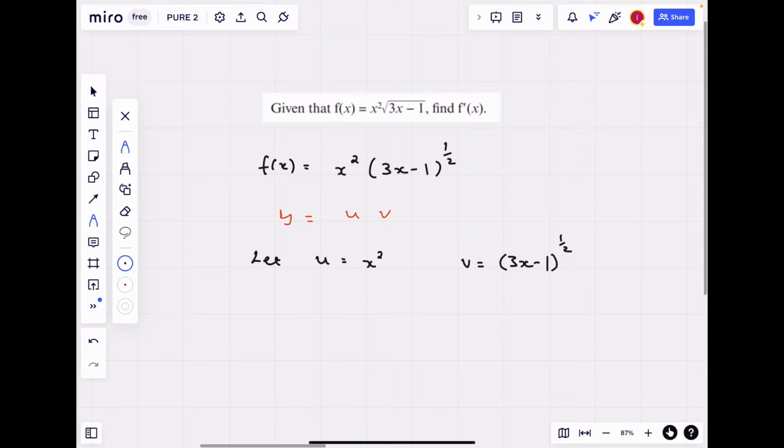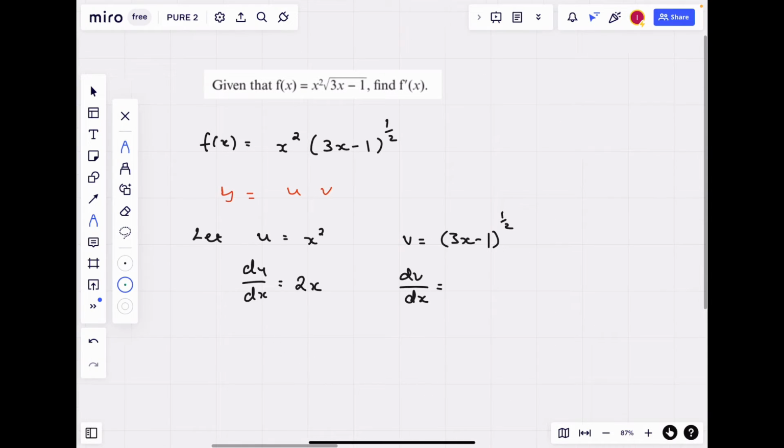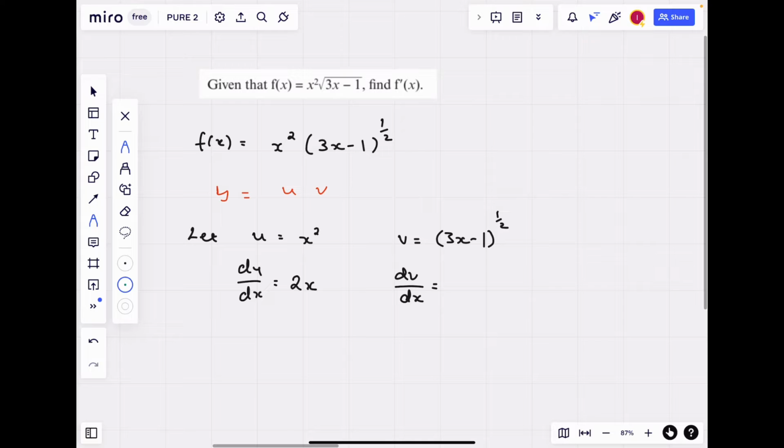Okay? Now, you want to differentiate u, and you want to differentiate v. So can you try that for me, please? So to differentiate u, you would just have 2x. To differentiate v, you now want to use the chain rule. We're already using u, so let's use something else. Let's let t equal 3x minus 1.